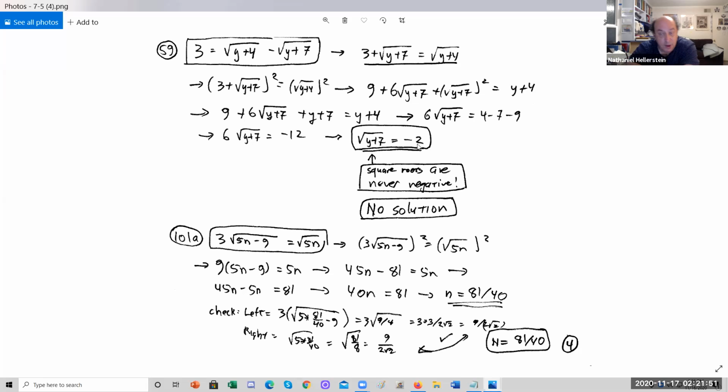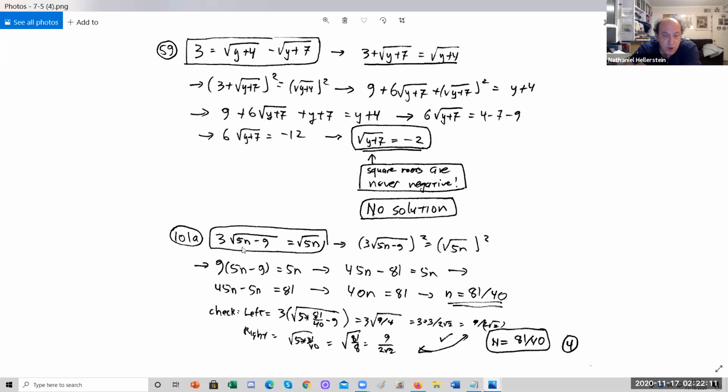Oh dear. No can do. Square roots are never negative, so we don't have a value. Any solution we'd get, I think it would be something like 4 plus 7, 4 minus 7, -3. Well, that won't work. There are no solutions to this equation.